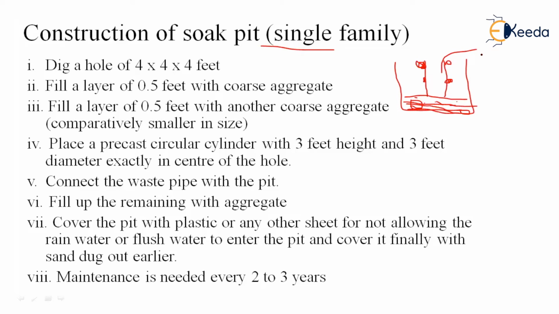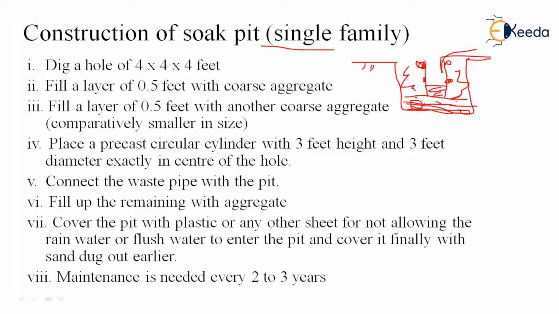Then connect a pipe with the pit, which will go inside. Then fill up the remaining space with aggregate and flush it with the ground level. This is the ground level, so we will be flushing it up. And here also some layer of aggregates is put in, because we don't want this pit to shake.